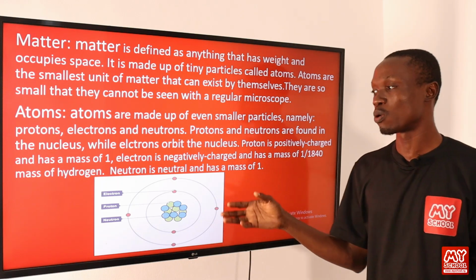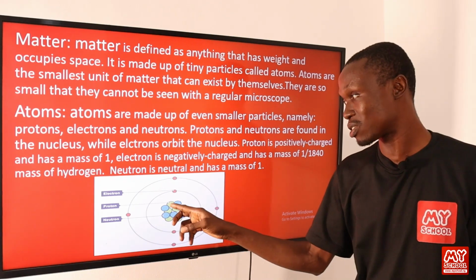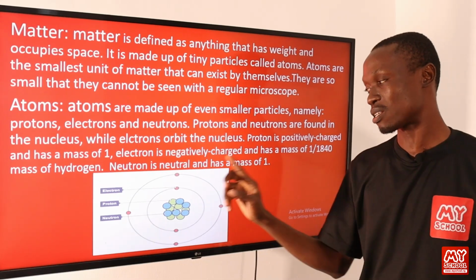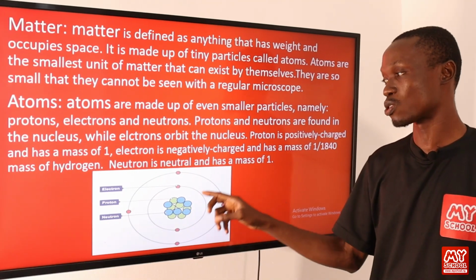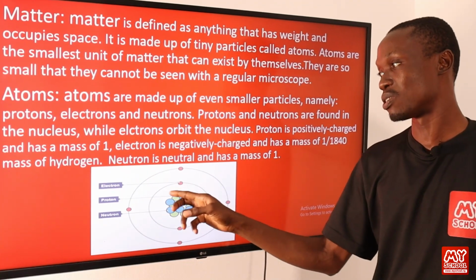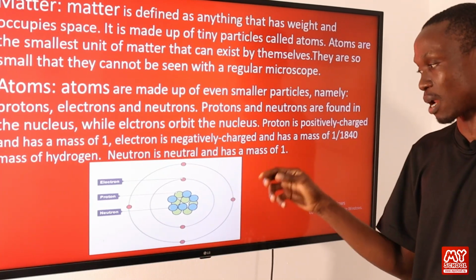So the diagram below is a simple structure of an atom. The green circles here represent the protons, while the blue circles represent the neutrons. Take note, we said they are found in the nucleus of the atom, while the red circles represent electrons, and the electrons orbit the nucleus of an atom.